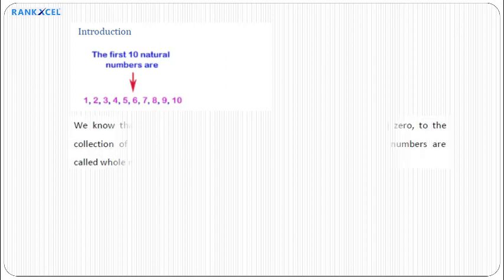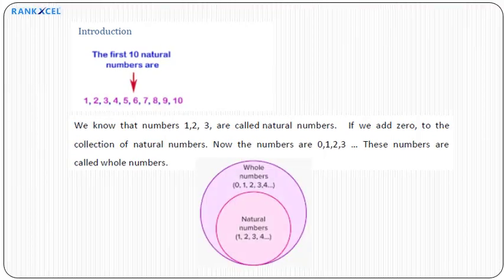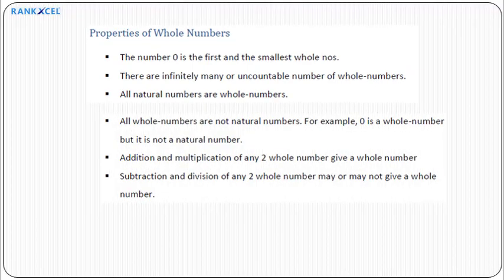We know that numbers 1, 2, 3 are called natural numbers. If we add 0 to the collection of natural numbers, now the numbers are 0, 1, 2, 3. These numbers are called whole numbers. The number 0 is the first and the smallest whole number. There are infinitely many, or uncountable, whole numbers. All natural numbers are whole numbers. All whole numbers are not natural numbers. For example, 0 is a whole number but it is not a natural number.